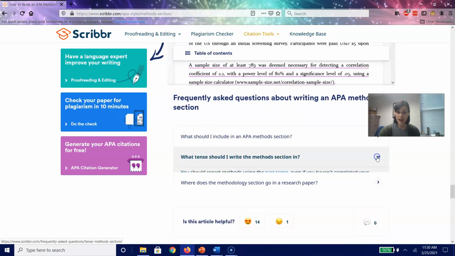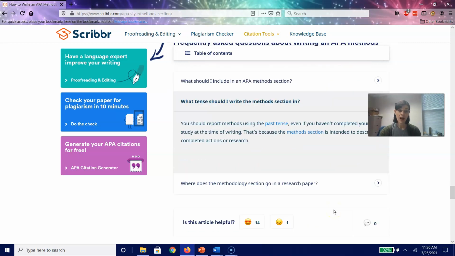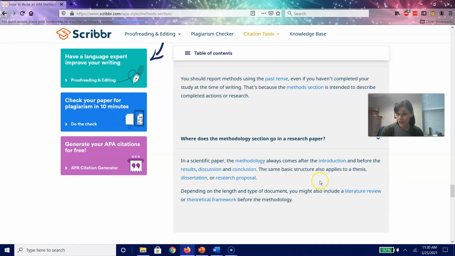What tense should I write the method section in? Report methods in the past tense, even if you haven't completed your study, because the method section is intended to describe actions or research. Where does the methodology section go? It always comes after the introduction and before the results, discussion, and conclusion. Depending on the length and type of document, you may also include a literature review or a theoretical framework. We don't really need that here.